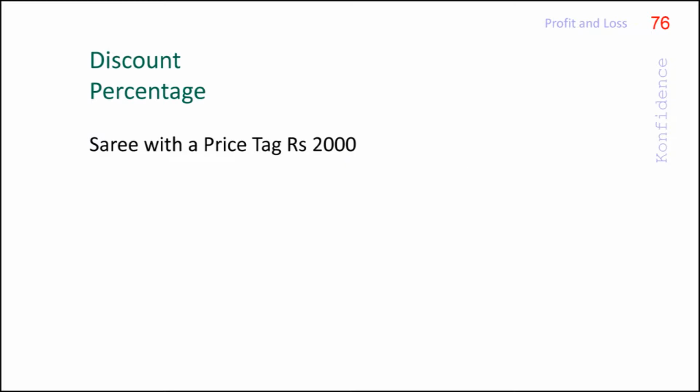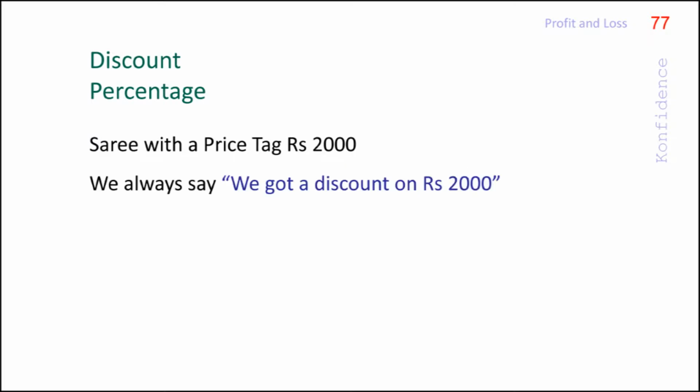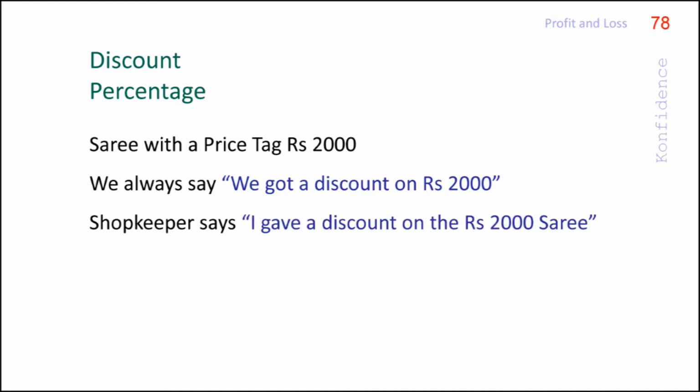Now we turn our attention to discounts. Let us see how we will describe a discount that we got. We will say we got a discount of rupees 3000 on an Apple iPad of rupees 36,000. If we buy a sari, we will say we got a discount of rupees 200 on a rupees 2000 sari. The shopkeeper will say that he gave a discount on a rupees 2000 sari.